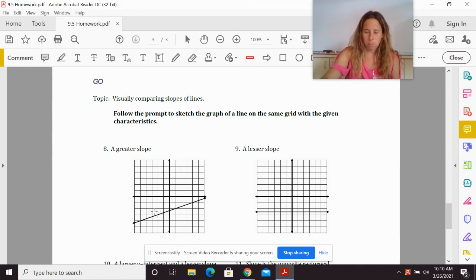So I'm going to draw a line like that. Okay. It's increasing. Oh, stretched out. There we go. Okay, this line is increasing way faster than this line. So it has a greater slope, a lesser slope.